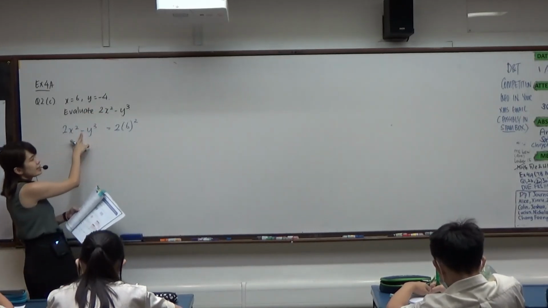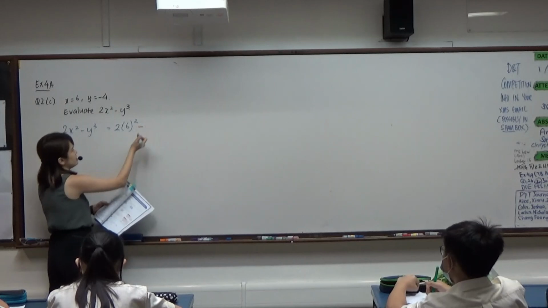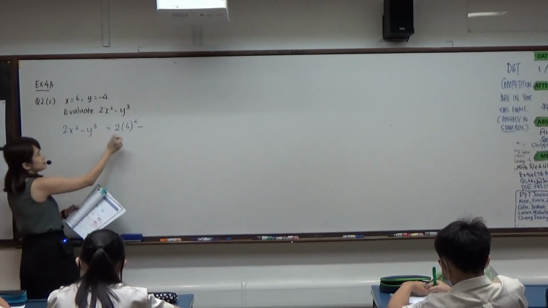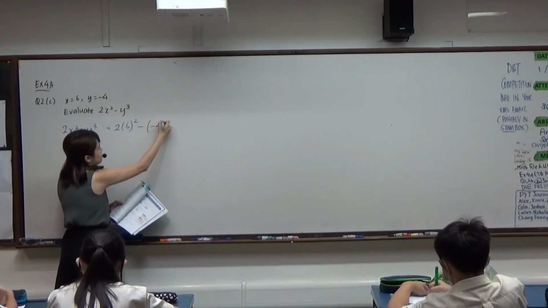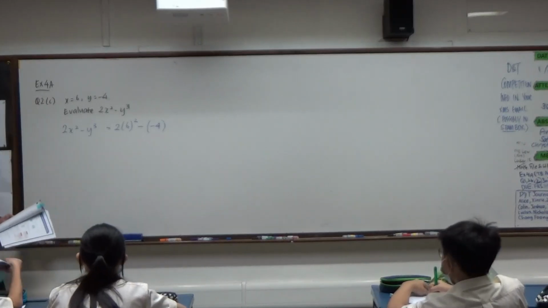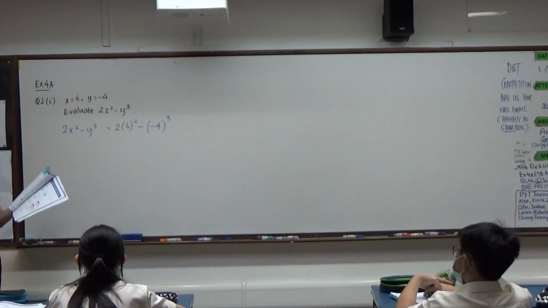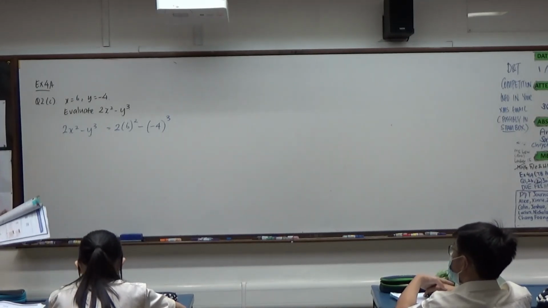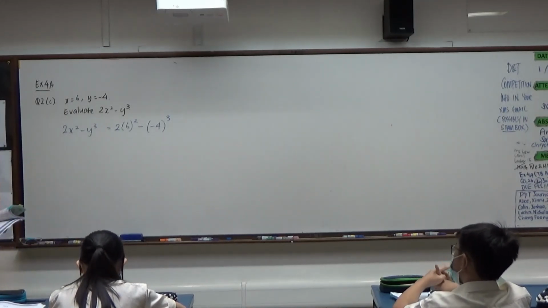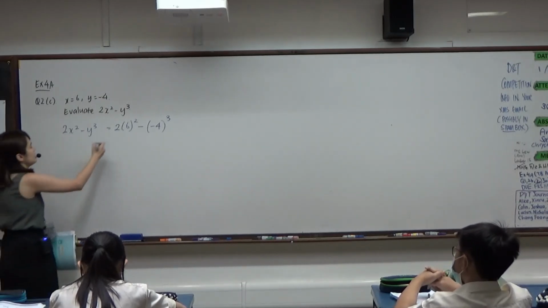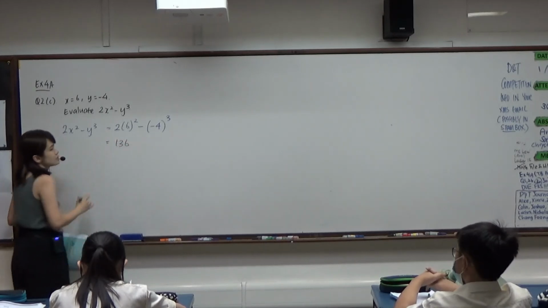So the minus sign originally comes from the question itself. Y itself is now going to be replaced by negative 4. Place brackets around negative 4. Then I put a cube. Then I can now key the entire thing into my calculator. What would you get? 136? Okay, so we get 136.